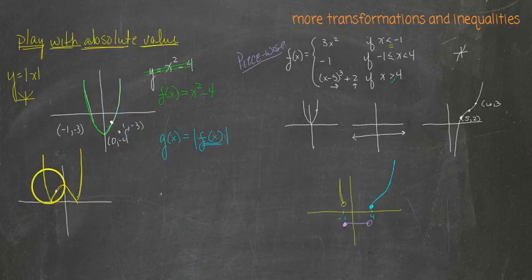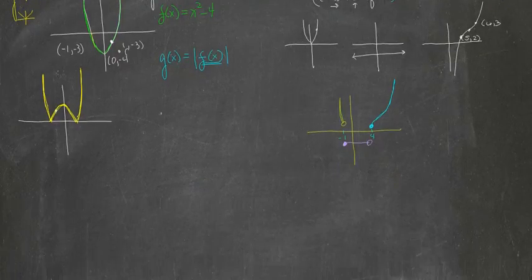Okay, so look what happened. I took the parabola that always existed and I took all of the negative parts and turned them positive. So I get this funky shape that has this little cutout. How cool is that? It's a very fun way to play with a graph. Okay, that was one way of playing. Now let's look at another way of playing with absolute value.